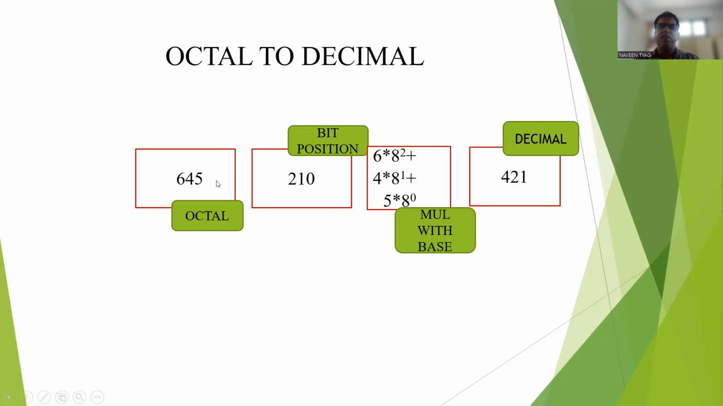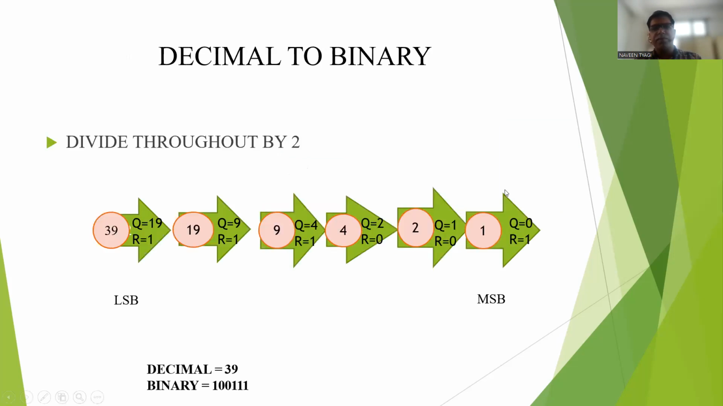Now next is 645, which is an octal number with a base of 8. It has positions 0, 1, 2, where 5 is multiplied by base 8 raised to power 0, 4 is multiplied by 8 raised to power 1, and 6 is multiplied by 8 raised to power 2. After multiplication and addition, we get the result 421.